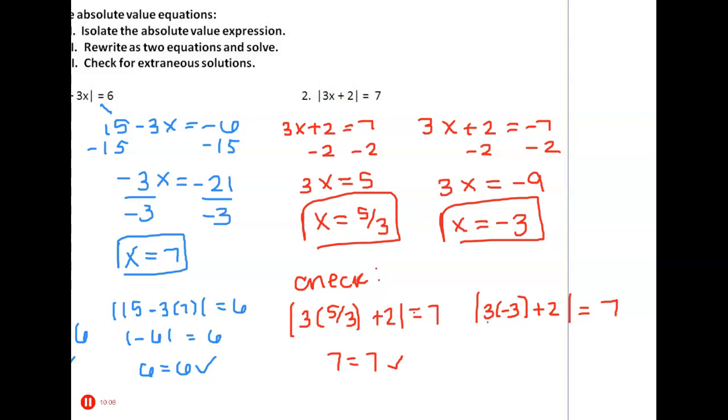Over here on the right, you have to be a little more careful. 3 times negative 3 is negative 9. It doesn't become positive and then you add them. It's negative 9 plus 2. So you get negative 7. But the absolute value of negative 7 is 7. So it also checks.